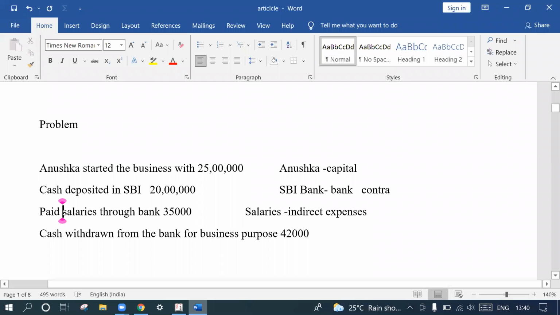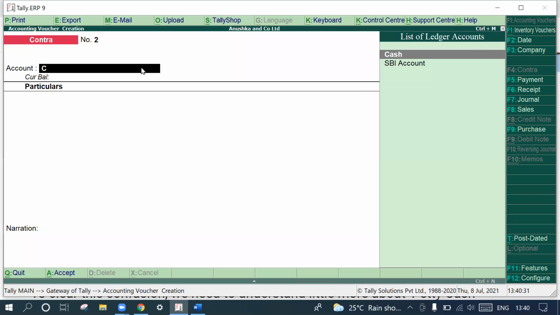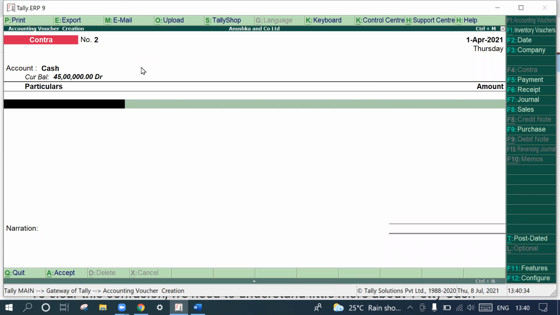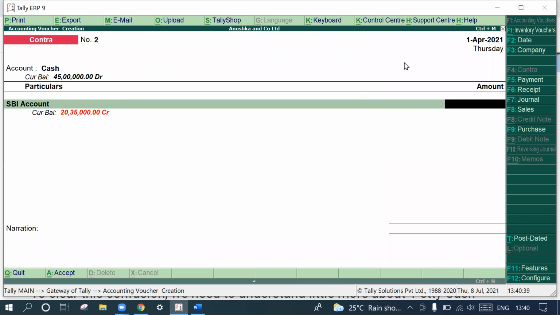And cash withdrawn from the bank for business purpose. So cash withdrawn, is that a receipt? No, contra entry. Contra entry. So this is cash received from bank, SBI. How much? 42,000. Am I right? Yes. 42. Enter.